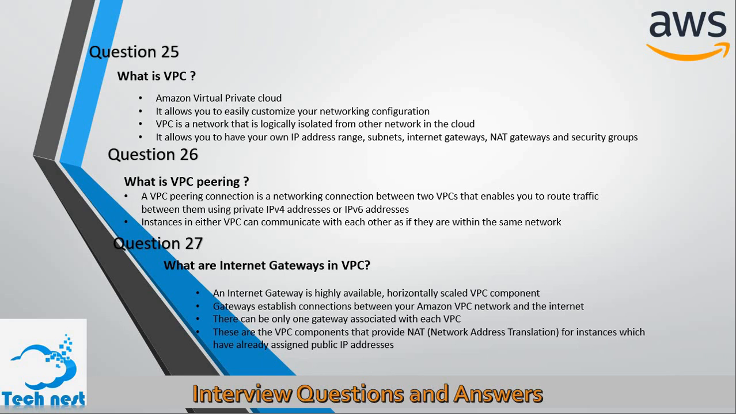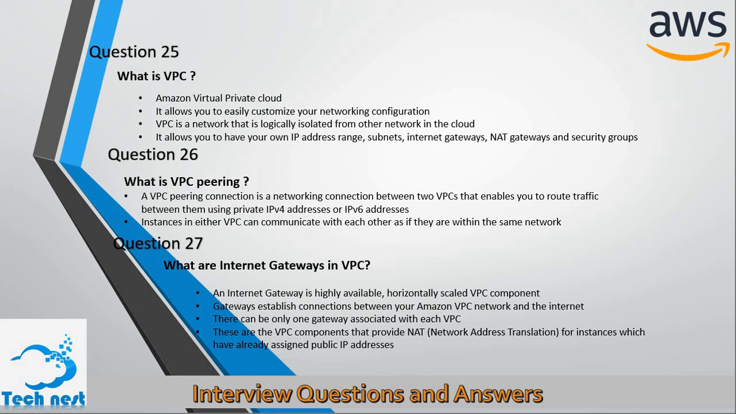Moving on to the next slide. What is VPC? VPC is Amazon Virtual Private Cloud. It allows you to easily customize your networking configuration. VPC is a network that is logically isolated from other networks in the cloud. It allows you to have your own IP address range, subnets, internet gateways, NAT gateways, and security groups.